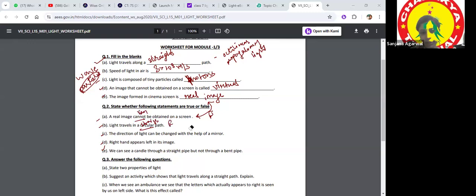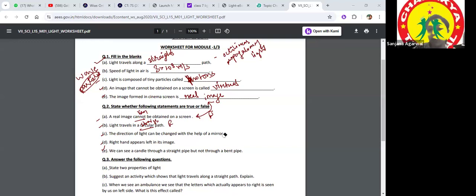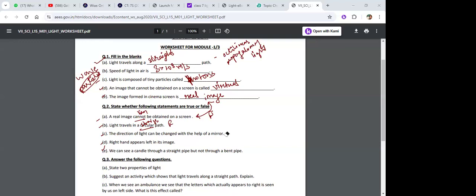Direction of light can be changed with the help of a mirror. Ma'am, true. Okay, great. And what is that phenomenon known as? If we are changing the direction of light, then reflection. Good. Reflection.